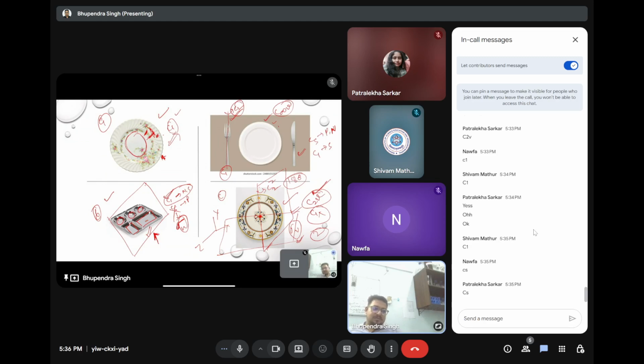Yes, because this knife has a sigma present in this. C2 is not present. If you consider this C2, it is also not present. Sigma is present. Yes, CS is the correct answer. C1, who said C1? Shivam, your answer is not correct. So the correct answer is CS. Moving on.